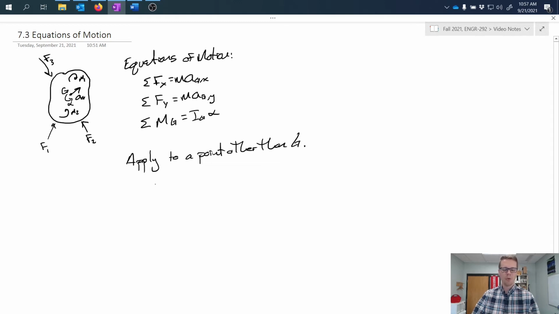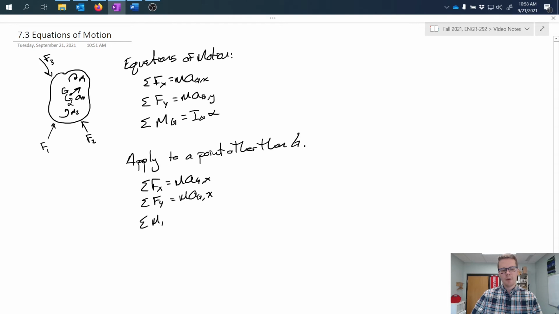So if we apply our equations of motion to a point that is not coincident with G, we can write effectively the same equations for the summation of forces, in that nothing really changes from a force perspective. We're still interested in how the rigid body is translating, so its accelerations are still with relation to G, purely because we take the whole rigid body and equate it to a point located at G for that purpose.